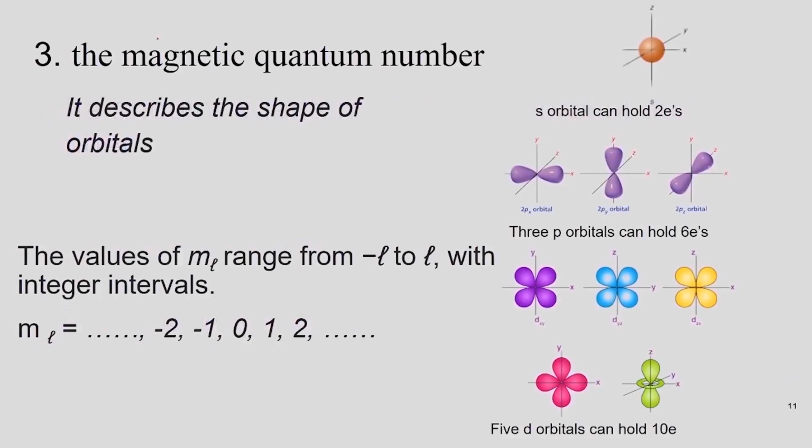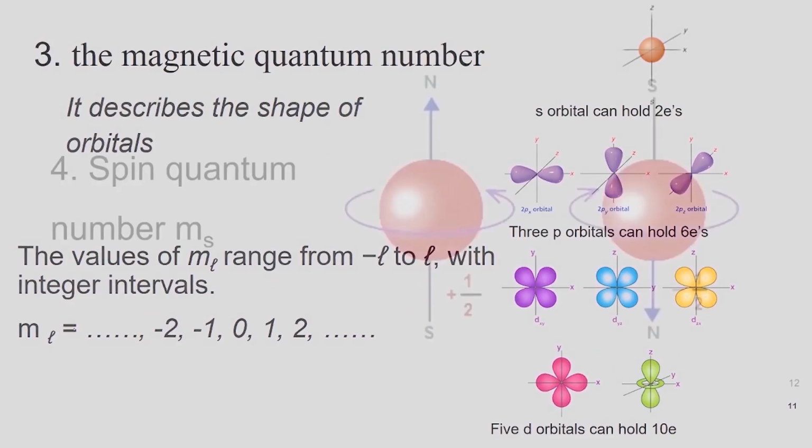The third quantum number is the magnetic quantum number. This number describes the shape of orbitals in space. For example, s orbital is spherical, p orbitals are dumbbell-shaped, and 4 of the 5 d orbitals are clover-leaf-shaped, and the 5th d orbital is shaped like an elongated dumbbell with a donut around its middle. The magnetic quantum number, ml, has values ranging between -L to L.